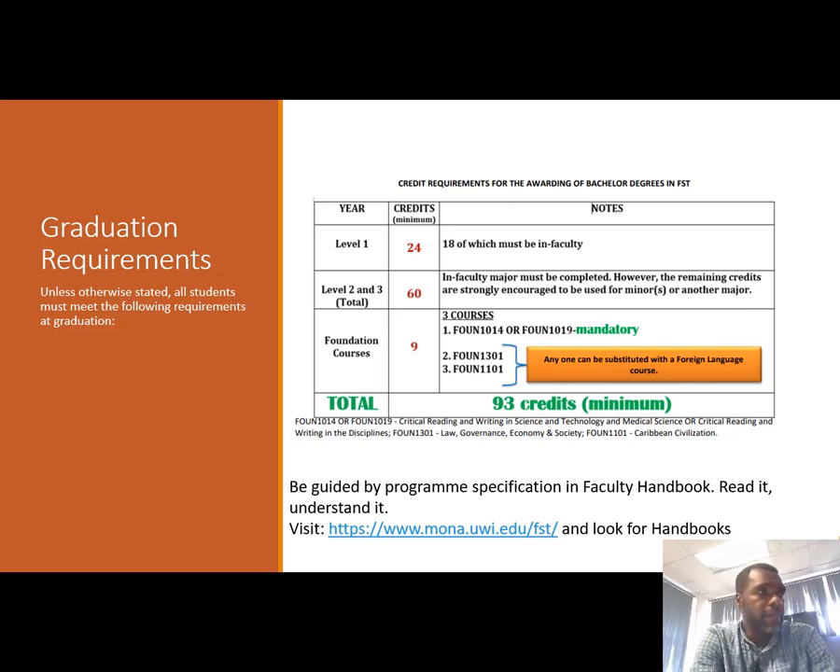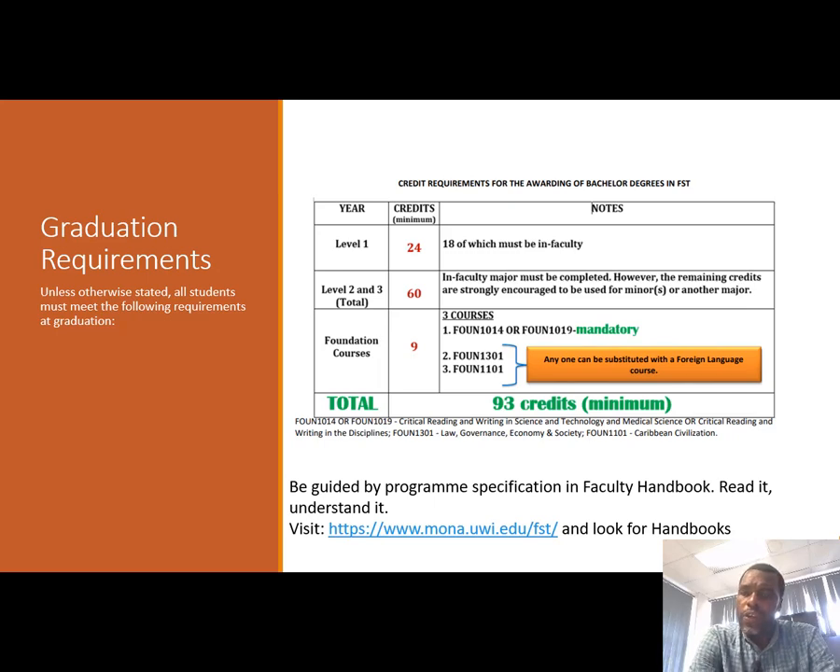And then you have to take both FOUN 1301 and FOUN 1101. However, you can replace exactly one of those 2 foundation courses, that is FOUN 1301 or FOUN 1101, with a foreign language taken at your level of competency. Now, you should be guided by the program specification in the faculty handbook. And so read it, understand it. Go to the faculty homepage, Faculty of Science and Technology homepage, and look for handbooks, and you should find the handbook for this year.